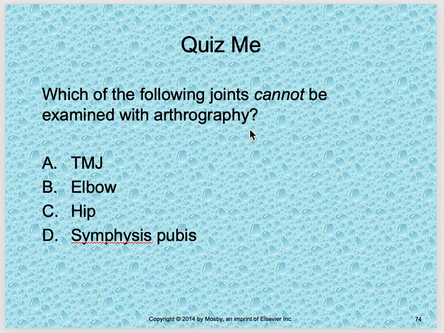Quiz me: which of the following joints cannot be examined with arthrography? TMJ, elbow, hip, or the symphysis pubis. And if you did look ahead or you read the book, you will know that it is the symphysis pubis, which cannot be examined with arthrography.